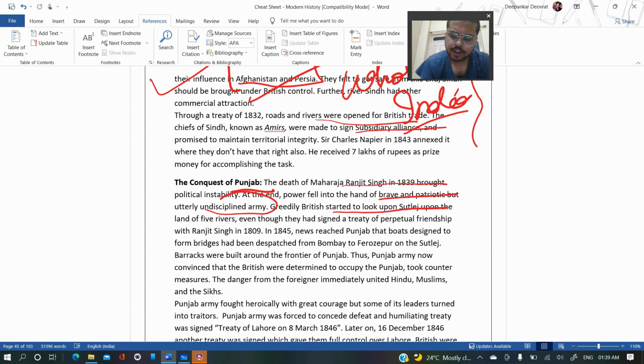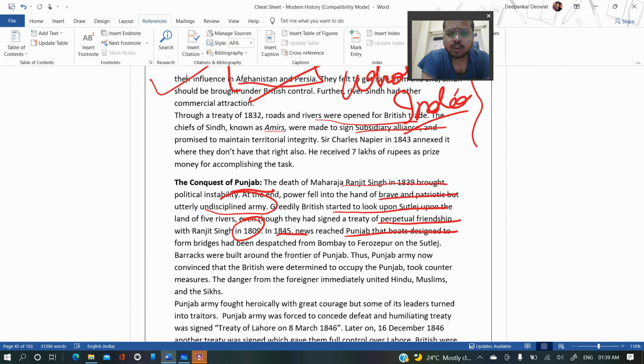We know which is the land of five rivers. We'll go into the geography section and learn more deeply about it. Even though they had signed a treaty of perpetual friendship with Maharaja Ranjit Singh, the British would break this perpetual friendship treaty that was signed in 1809. In 1845, news reached Punjab that boats and designs for bridges had been dispatched from Bombay to Firozpur on the Satluj.